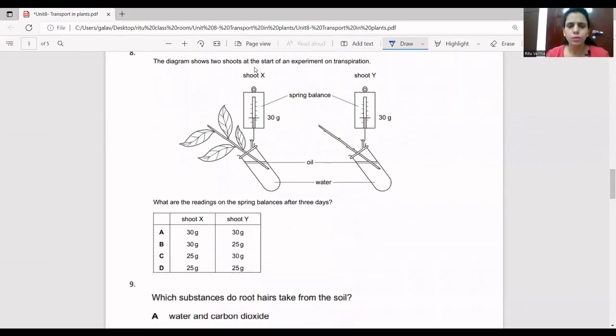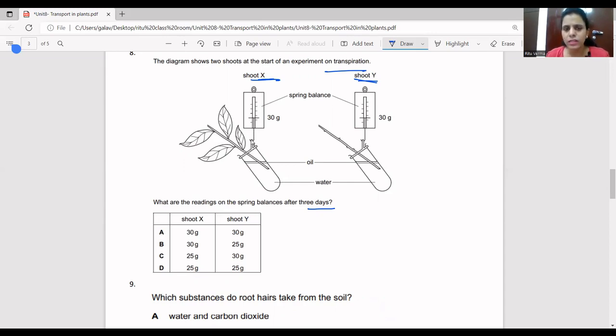Question number 8. The diagram shows 2 shoots at the start of an experiment on transpiration, shoot X and shoot Y. What are the readings on the spring balances after 3 days? Now you have to carefully look at this diagram. They have taken a test tube with water in it, and in both the test tubes they have placed a shoot. In shoot X there are leaves present, in shoot Y there are no leaves. With a spring balance they are measuring the weight of this entire experimental setup.